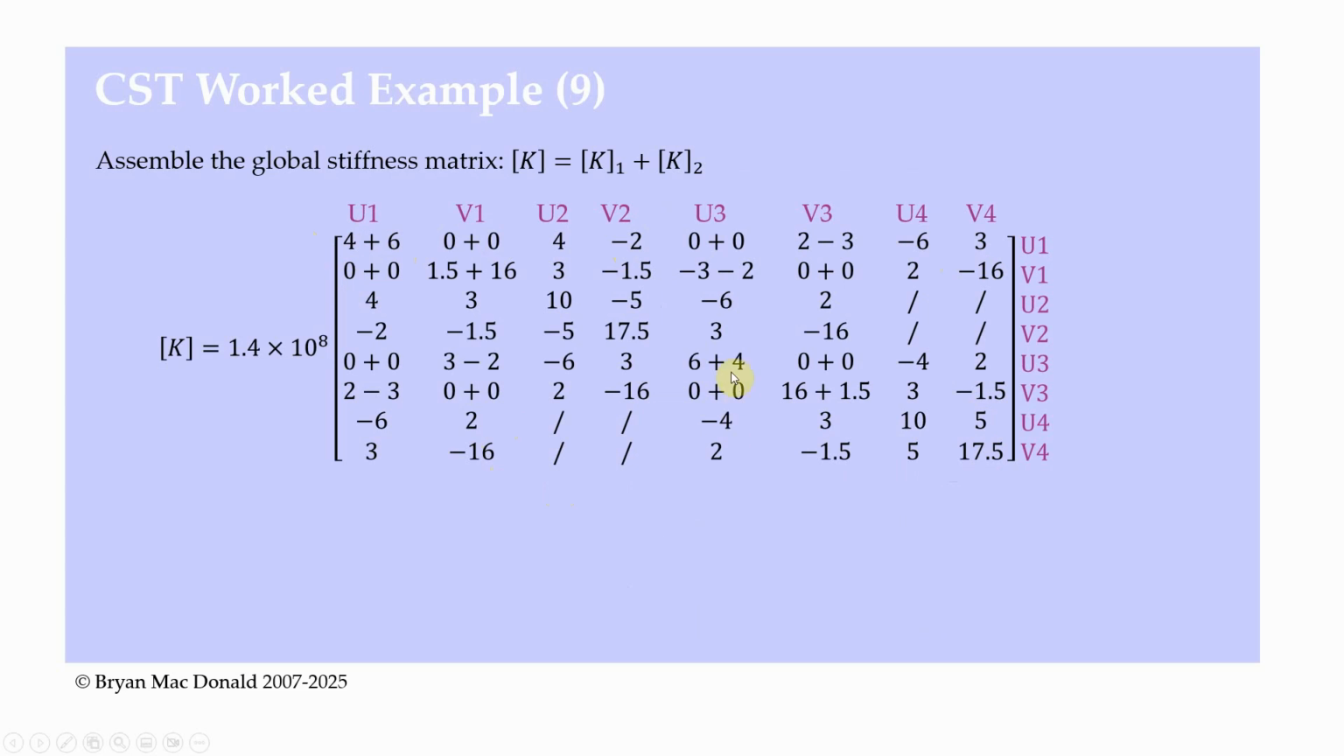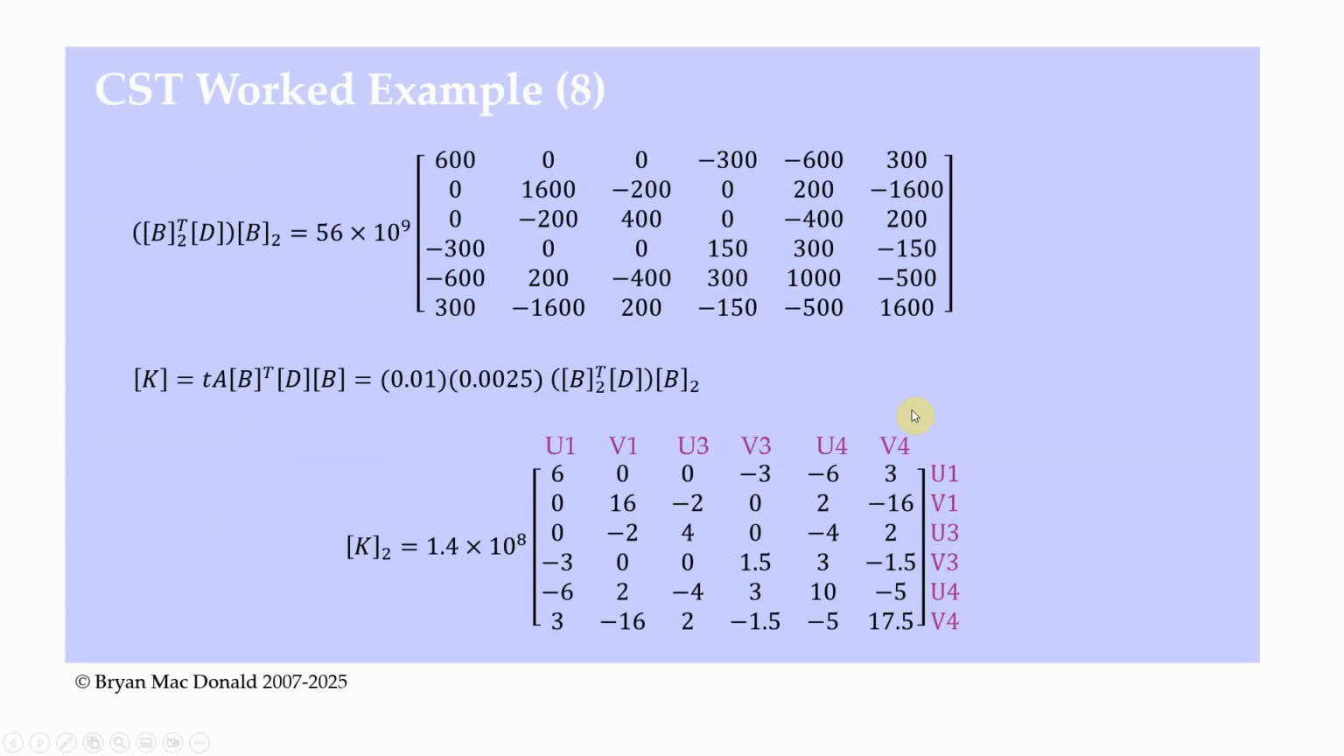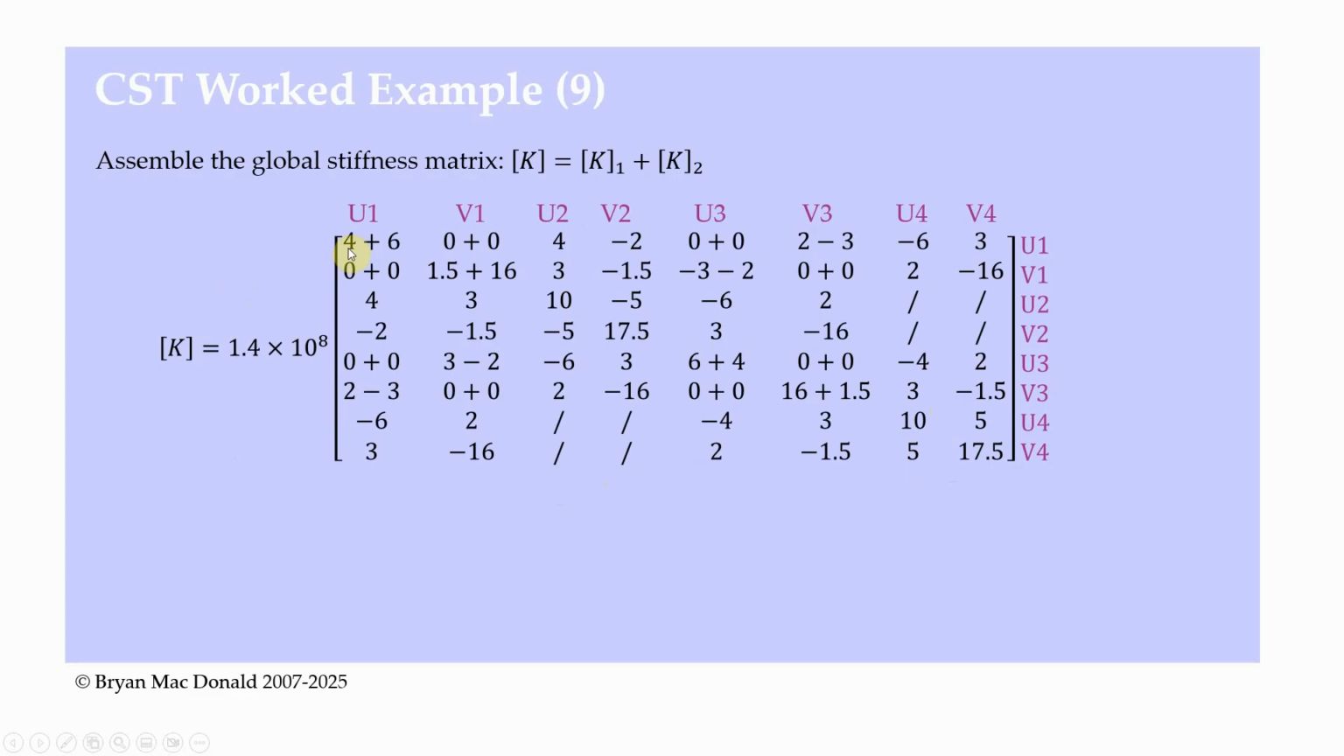So all these interaction ones where you see a plus is where there's a contribution from element number 1 and element number 2. Okay, so again, let's just take a look at 4 and 6 here. So why is that there? If I go back to element number 1, there's a 4 in that position from element number 1. And then if I go to element number 2, there's a 6 in that position from element number 2. So there's a contribution from both.